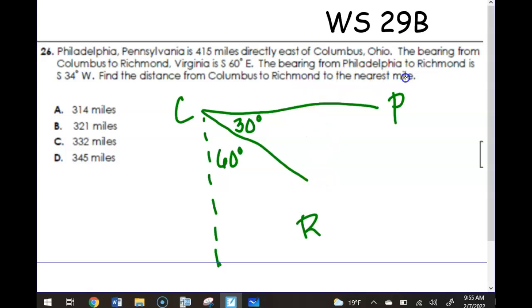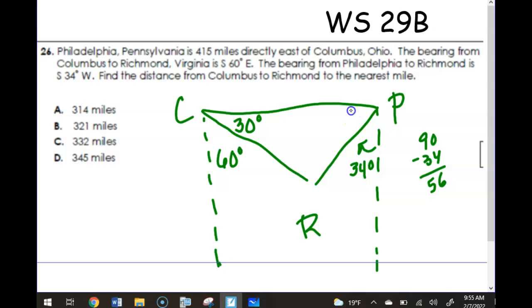The bearing from Philadelphia to Richmond is off of south, go 34 degrees towards the east. 90 minus 34 would be 56. Now my picture makes it look like that's a right triangle, but I don't think it is. That's a total of 86, so that would be 94 degrees, I think. Is that right? Okay.